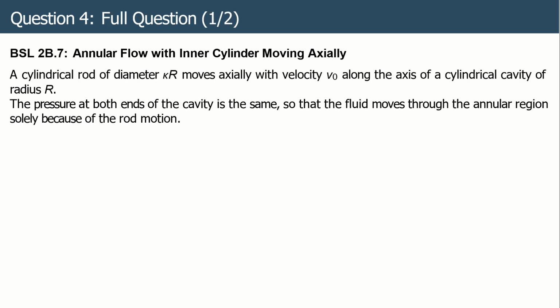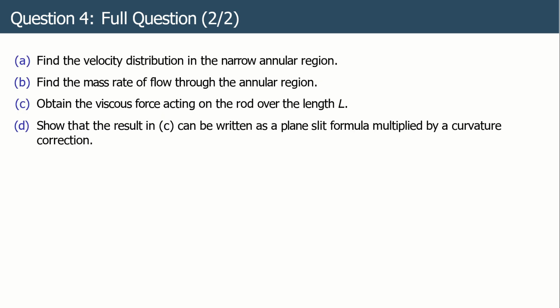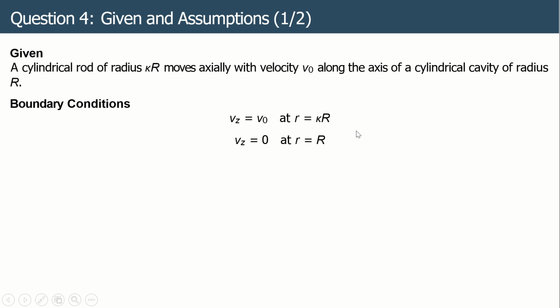So this is the statement for this question, and these are the four things that we need to find: the velocity distribution, the mass flow rate through the annular region, then the viscous force acting on the rod over the length L, and the plane slit formula multiplied by the curvature correction. So the given things are a cylindrical rod of radius kR, which is moving axially with the velocity v0 along the axis of a cylindrical cavity of radius R.